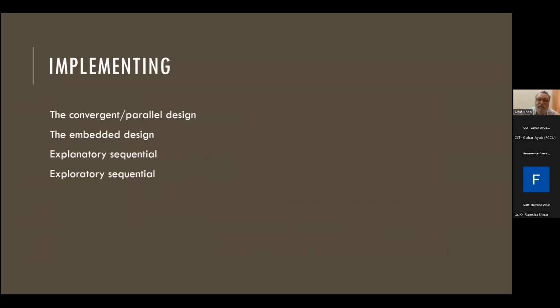So there are basically four main ways of organizing mixed method research. One of them is what we call a convergent or parallel design. Convergent and parallel design means that both the qualitative and quantitative instruments are used at one and the same time. I never did that, honestly. But it's one way of doing it, and it's very useful at times.